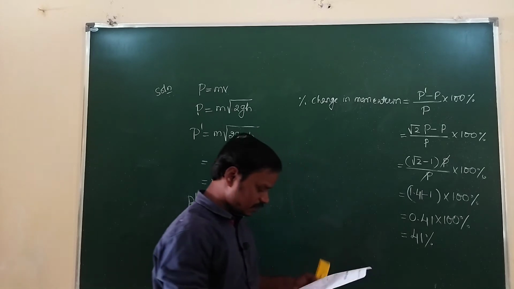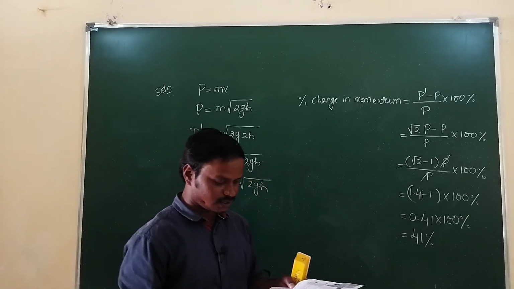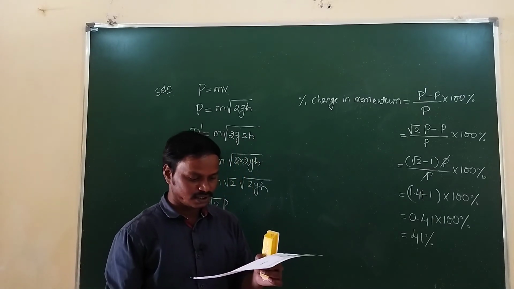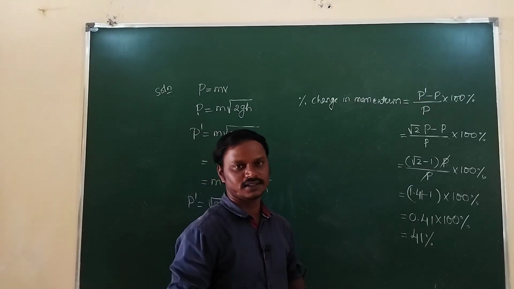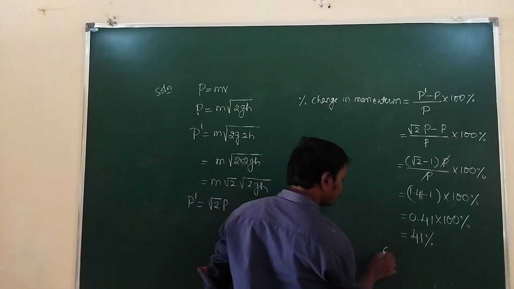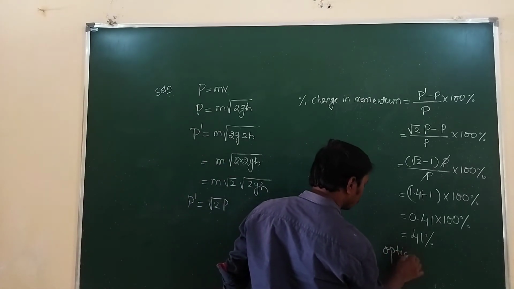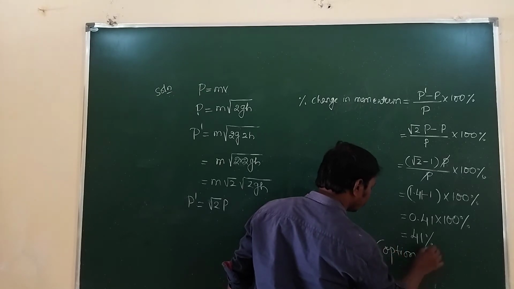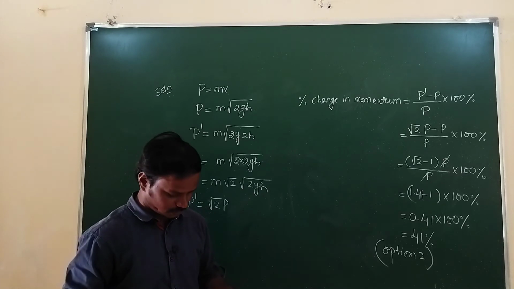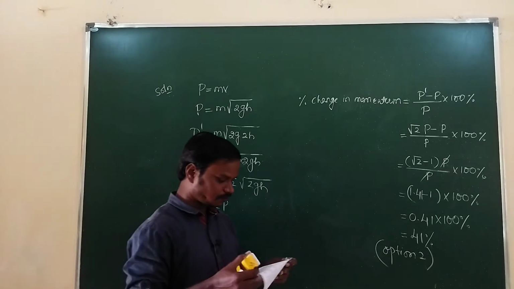Options given: first option 68%, second option 41%, third option 200%, and last option 100%. Now which is the right option? Option 2 is correct. That means the percentage change in momentum is 41%. Next question.